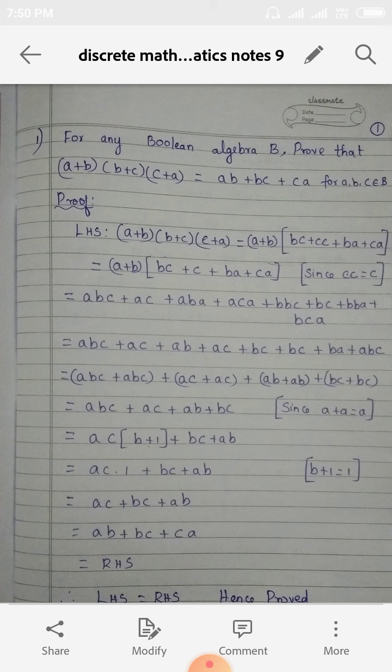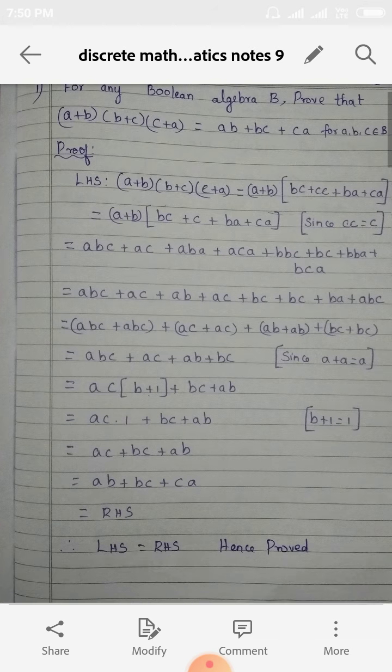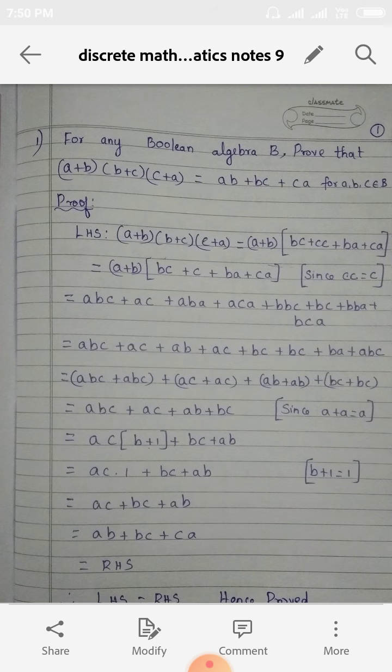Next term is BC. The next term BBA is equal to BA. The next term ABC. So write the first term and the last term ABC plus ABC. Okay. And AC and AC are 2 times. So AC plus AC. And then AB plus AB. And then BC plus BC. And next term, using the property A plus A is equal to A. So ABC plus ABC is nothing but ABC. AC plus AC is equal to AC. AB plus AB is equal to AB. BC plus BC is equal to BC.